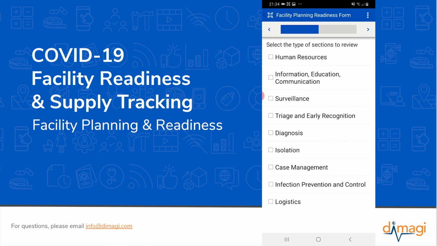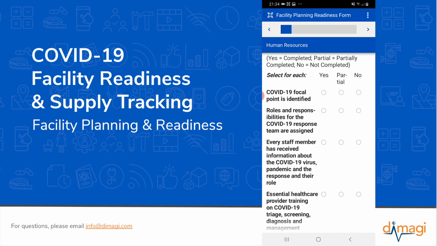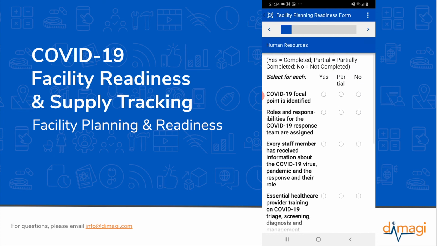We're going to say that we want to capture information about the sections of human resources and isolation. Again, all these checklists can be adapted to suit the needs of your organization or facility type and specialization. Here we see the checklists for human resources.